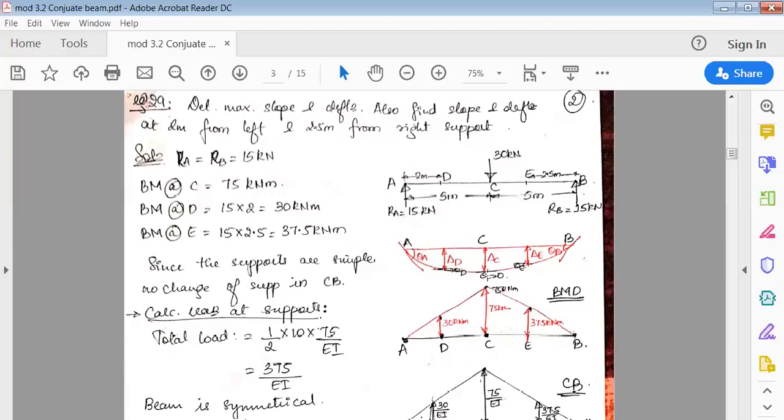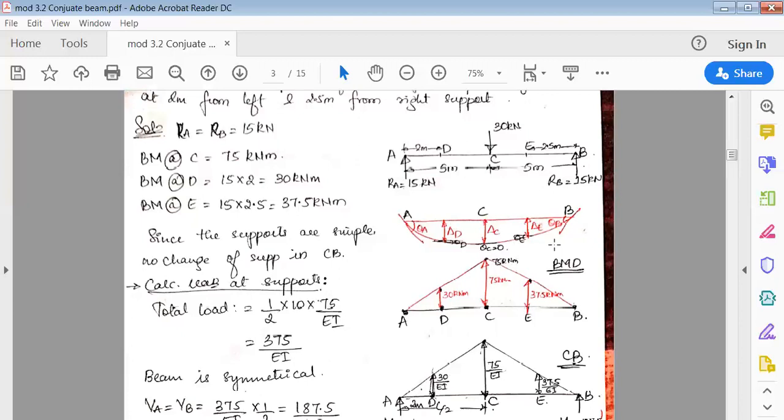So after drawing the deflected shape of the beam, you have to draw the bending moment diagram. Now, to draw this bending moment diagram, because it's a conjugate beam method, you have to always use the reactions first. You have to always find out the reactions. If you find the reactions, you can find the bending moment at any given point.